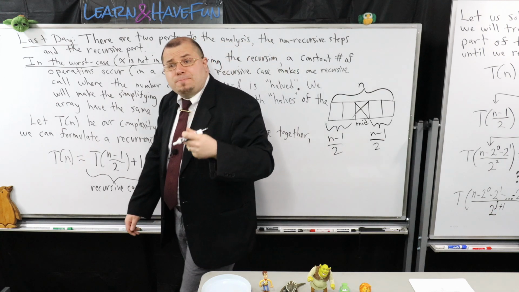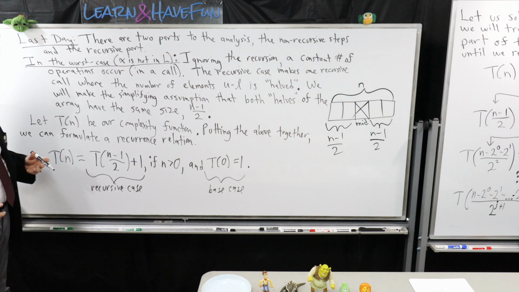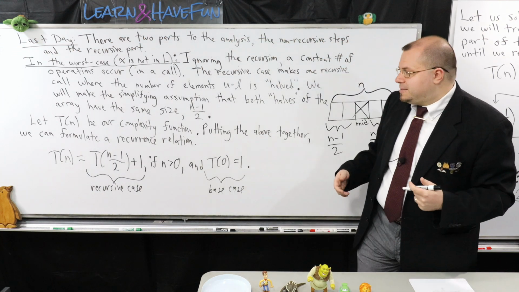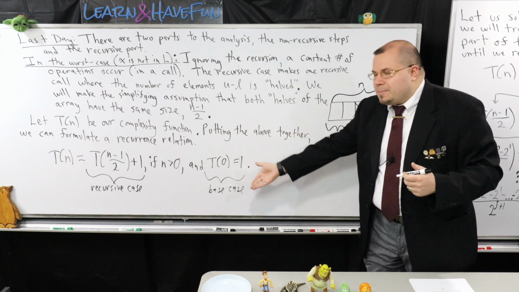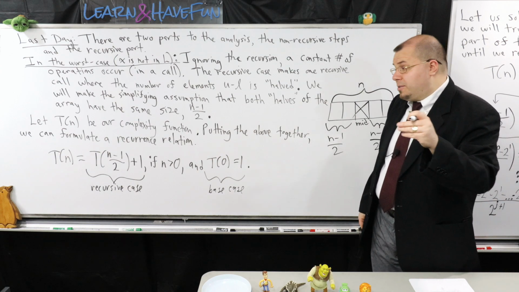And the amount of non-recursive work that happens in the recursive case is some constant number of operations. I could call that, for example, C2 if I wanted to, or even C1 plus C2 if I really wanted to be very generous. Either way, it's just going to be some constant number of operations. So this is how I'm going to formulate my recurrence relation. So this represents the worst case running time of binary search.